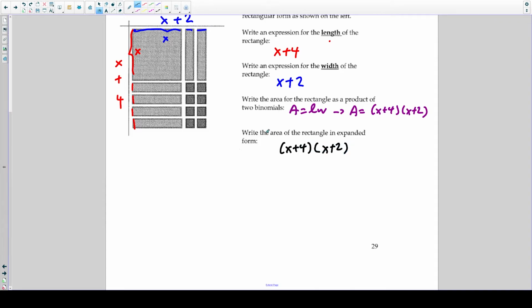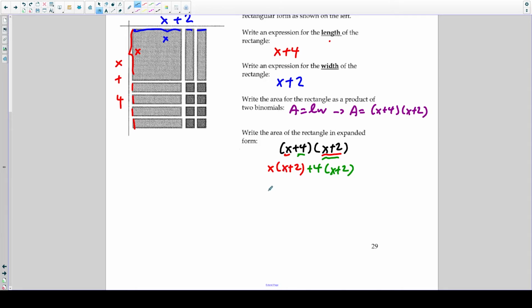Again, we're going to use the distributive property to help us out, x times x plus 2. Then we're going to take the second term and multiply out the same thing. So we go plus 4 times that x plus 2. We're going to distribute this out.